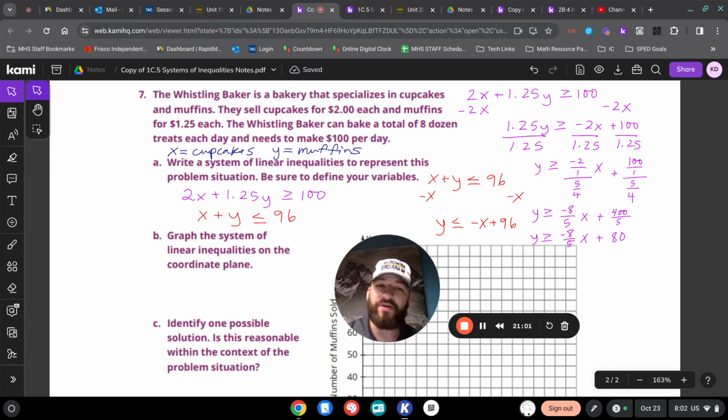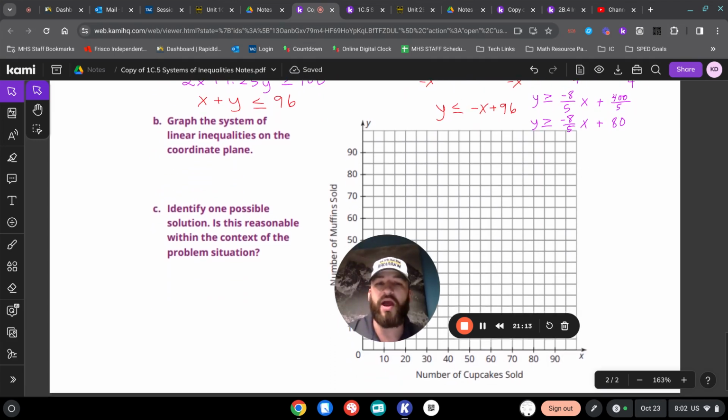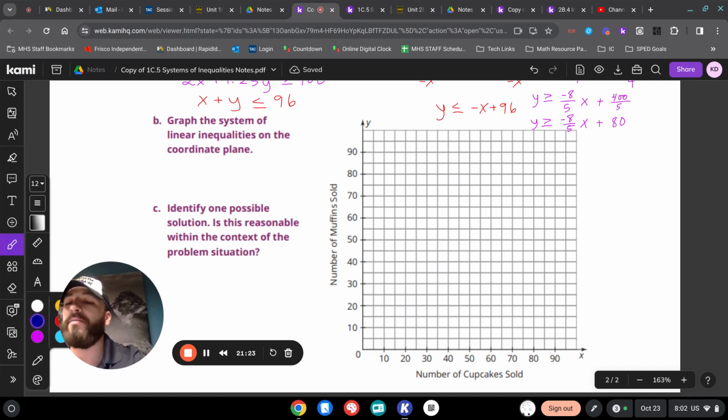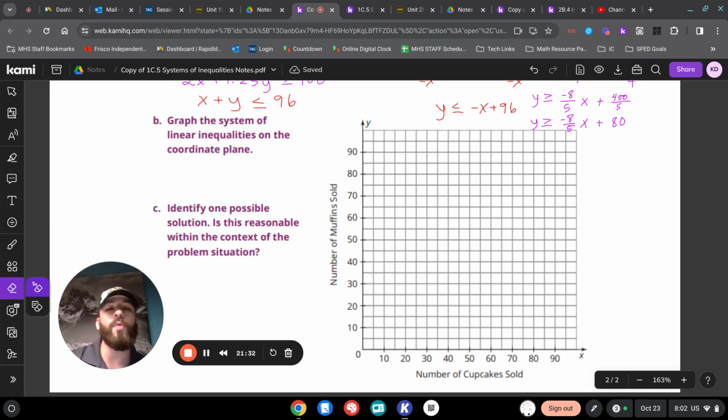Okay, so we have y is less than or equal to negative x plus 96, and y is greater than or equal to negative 8 fifths x plus 80. So we now have two inequalities that we can plot and put onto our graph. So once again, go ahead and pause the video, y'all, and I want you to go ahead and graph this system of two inequalities using our two solved inequalities that we found above. Y is less than or equal to negative x plus 96, and y is greater than or equal to negative 8 fifths x plus 80.